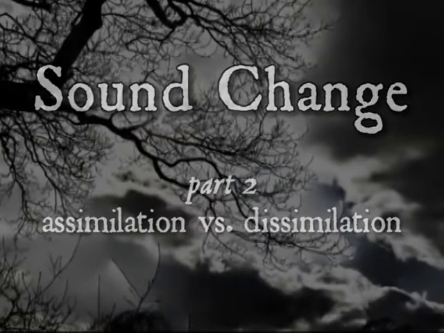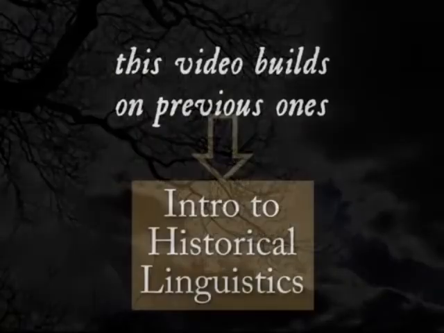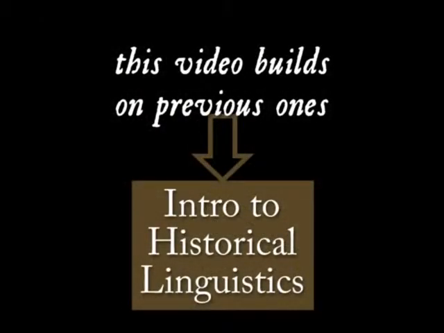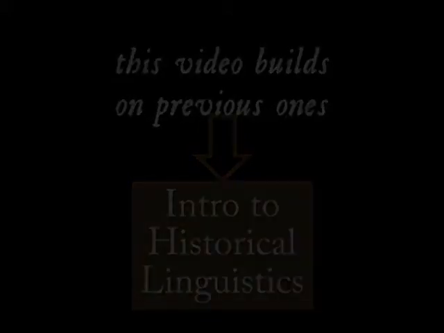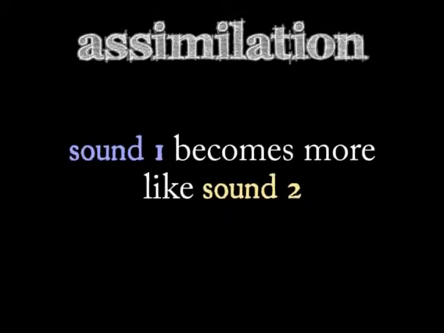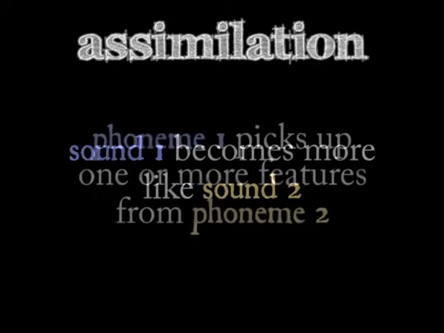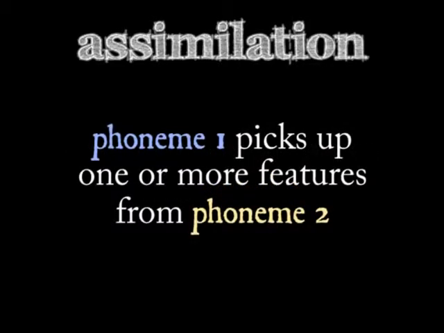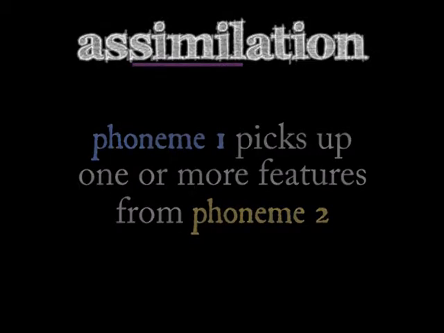This video is part of a series that expands on the basics of historical linguistics by exploring various types of regular sound changes. Today's sound change is assimilation. Two sounds are involved here, and one of them becomes more like the other. The assimilating phoneme picks up one or more of the features of another nearby phoneme. The Latin root simil is the key here. The two sounds become more similar.